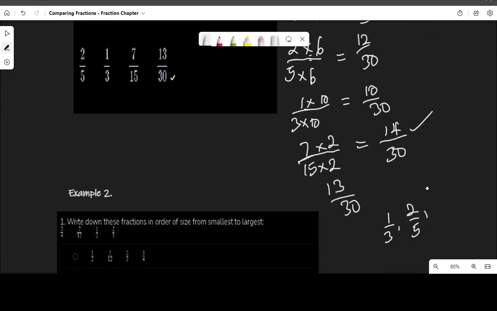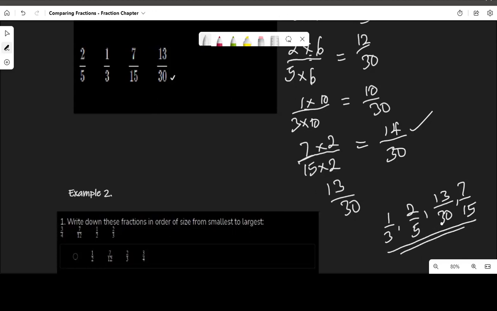13 over 30. You can see, if you look at this one, we think that this should be bigger than this. So you cannot just know which fraction is bigger just by inspection. You must write them either in terms of common denominator, or you multiply each of the fractions by their LCM and compare the results. So in this case now 13 over 30 is smaller than 7 over 15. 13 over 30 and then 7 over 15. This is in ascending order.